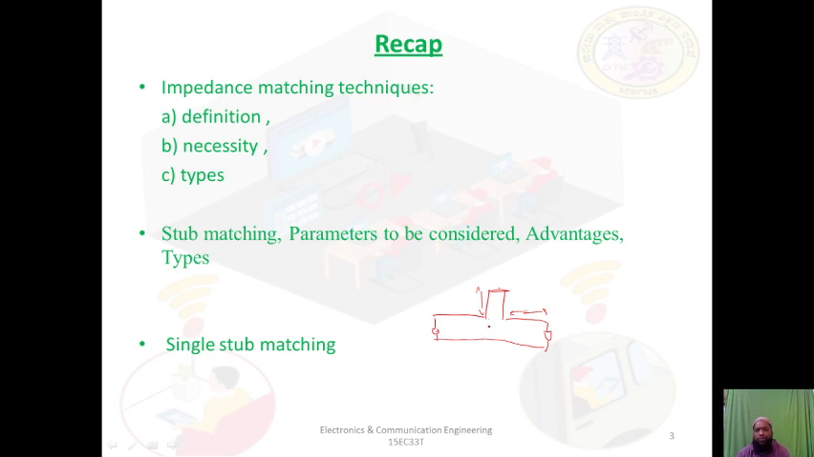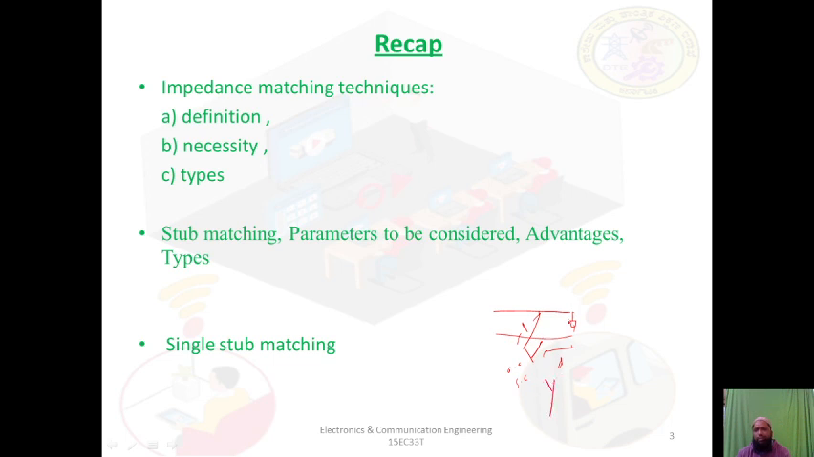If we connect the stub in series, then we deal in terms of impedances. And we can also connect the stub in shunt with the main transmission line. This is our load. This is the shunt connection. Again, this is at a distance d, and this is the length of the stub. This stub can be open circuited or short circuited. And if we have connected the shunt stub, then we deal in terms of admittances.